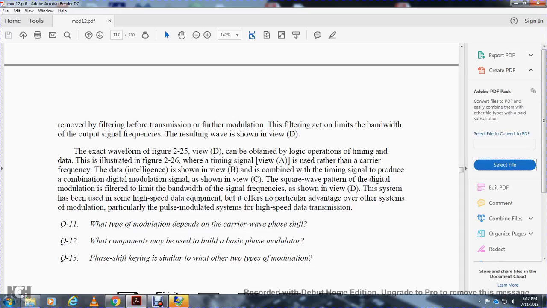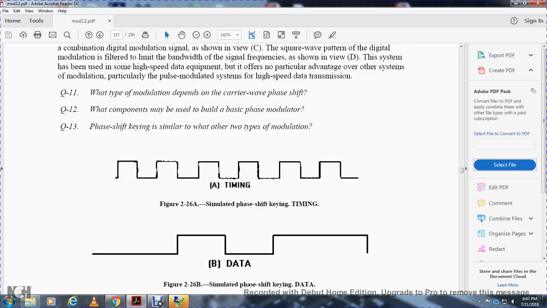This is illustrated in figure 226, where the timing signal is used rather than the carrier frequency. The data intelligence shown in view B is combined with the timing signal to produce the digital modulation signal shown in view C. The square wave pattern of the digital modulation is filtered to limit the bandwidth of the signal frequency, shown in view D. This system has been used in some high-speed data equipment. It has other practical advantages over the other modulation systems, such as the pulse modulated system, for higher speed data transmission.